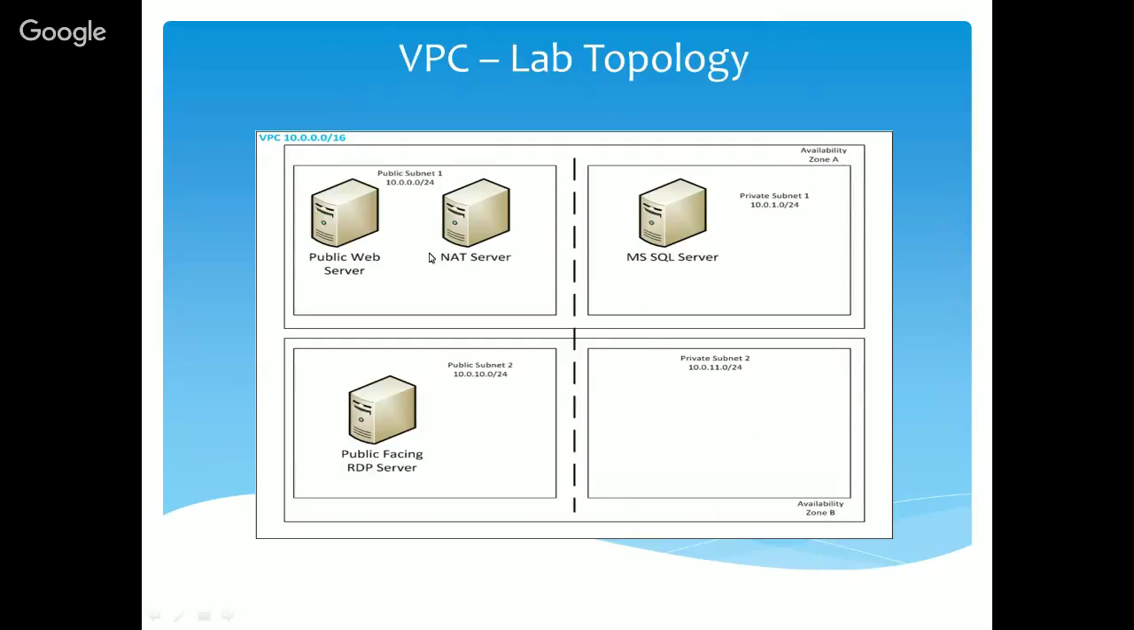And if you look within each availability zone, we are creating two subnets. There is a public subnet and there is a private subnet. Within availability zone A, we'll be creating a public subnet, public subnet 1 in this case, and the subnet I'll be using is 10.0.0.0/24, where we'll run two servers. One will run a public web server, and another will run a NAT server. Within the private subnet in availability zone A, we'll be using the subnet 10.0.10.0/24, and we'll run a Microsoft SQL Server, just to show some of the database functionality, but we will not be working with the MS SQL in any way.